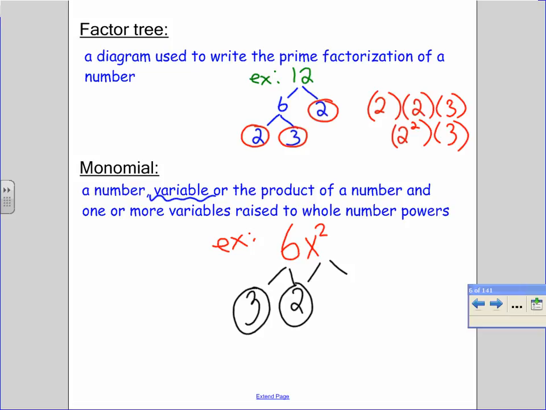X squared can be broken down into what? X squared, Sean. Good, x and x. Can you break x down any further? No. So circle those, they are prime.